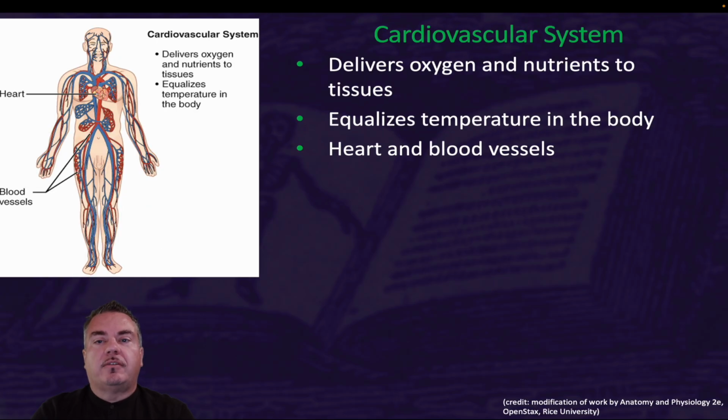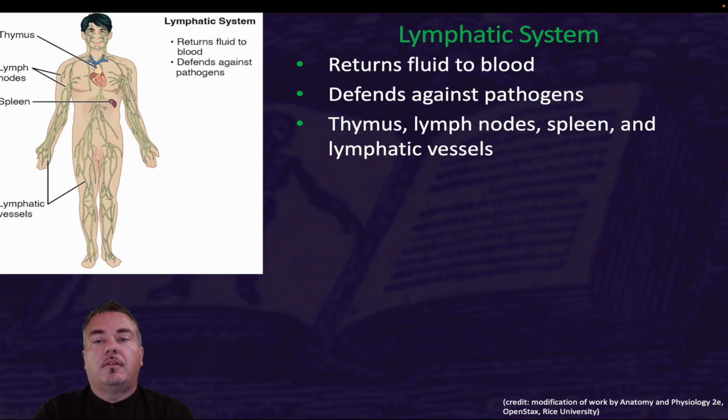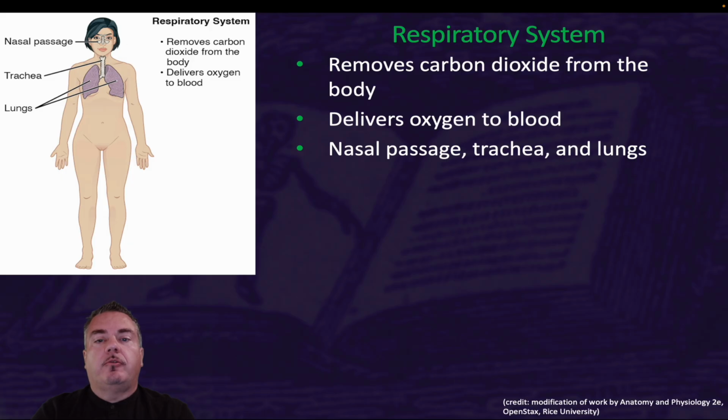The cardiovascular system delivers oxygen and nutrients to tissues, and it equalizes temperature in the body. It includes the heart and blood vessels. The lymphatic system returns fluid to blood and defends against pathogens. It includes the thymus, lymph nodes, spleen, and lymphatic vessels. The respiratory system removes carbon dioxide from the body. It delivers oxygen to blood. It includes the nasal passage, trachea, and lungs.